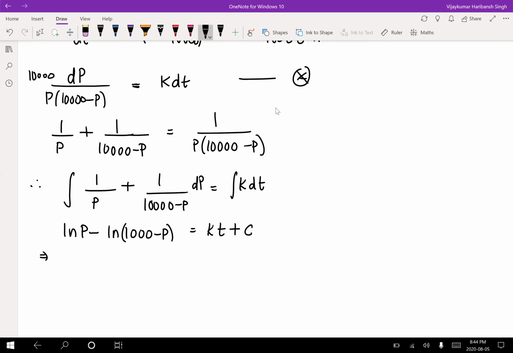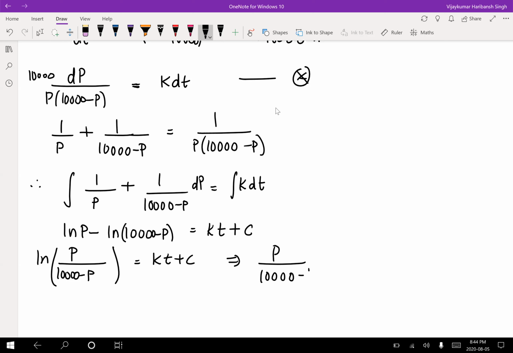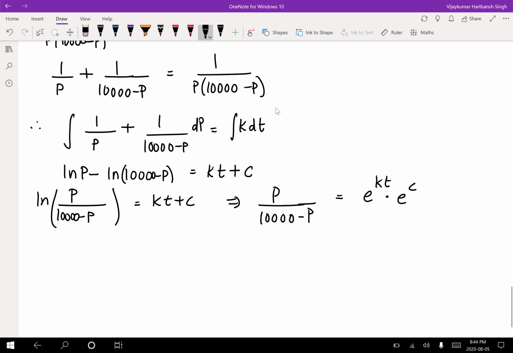Using the property of ln, I get ln of P upon 10,000 minus P equals kt plus c, which will give me P upon 10,000 minus P equals e to the power kt times e to the power c. So now we are close. Let's call e to the power c as A, so we get P upon 10,000 minus P equals A e to the power kt. So now we need to find out k and A.